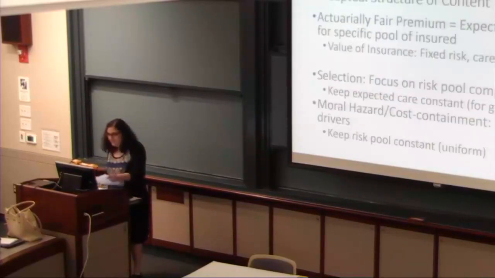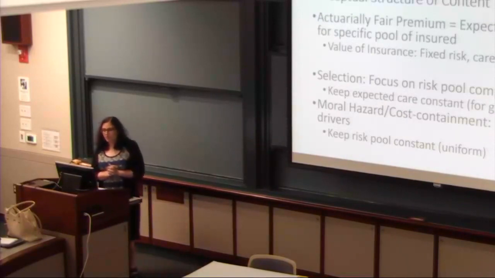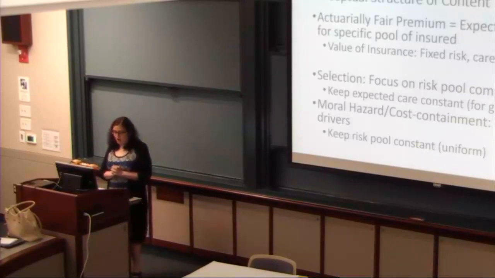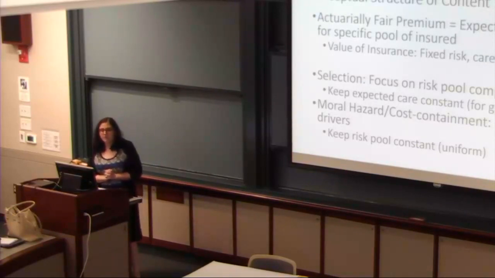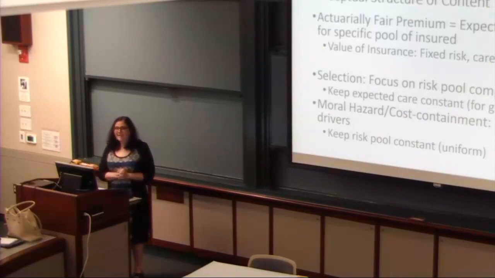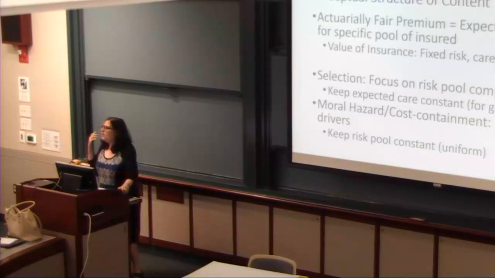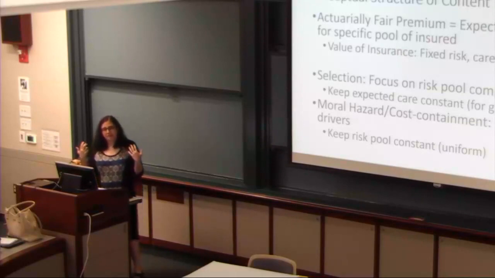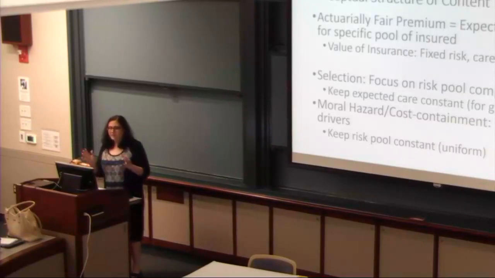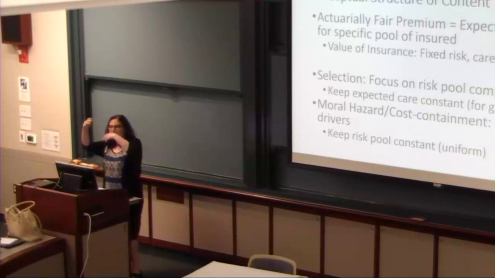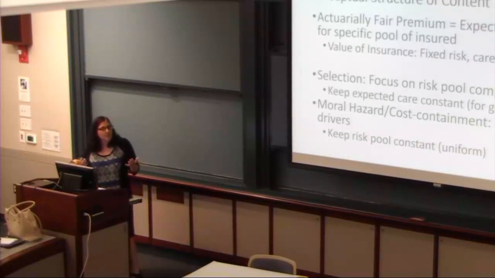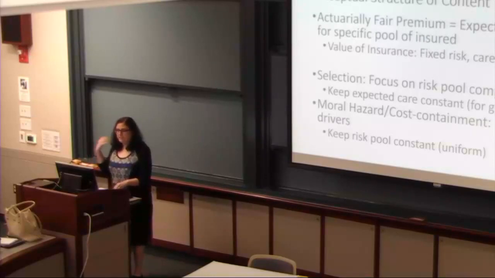So what's the basic conceptual structure? As everyone in the room probably knows, the actuarially fair premium is the expected, ex-ante costs of care provided for a specific pool of insured, of specific risks. And when I teach the course, I start out by teaching the idea of the value of insurance in a fairly John Nyman kind of perspective. So when I start out teaching it, everyone has a fixed risk, such and such percentage of each disease, and there's no ambiguity about the care people would get if a certain condition arrived.